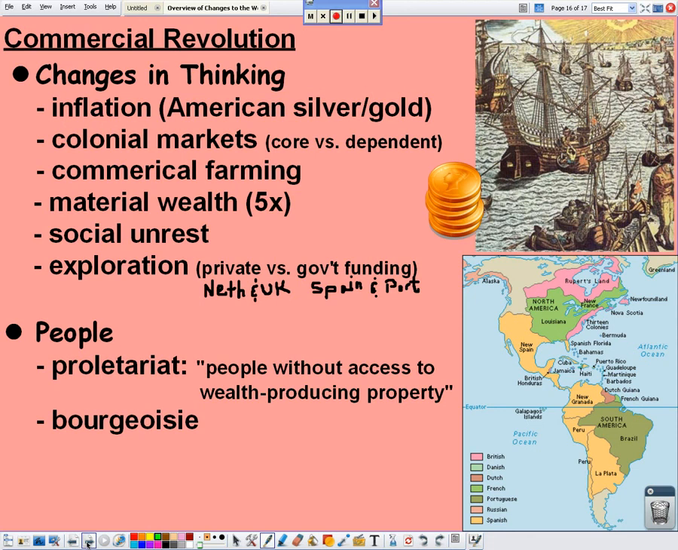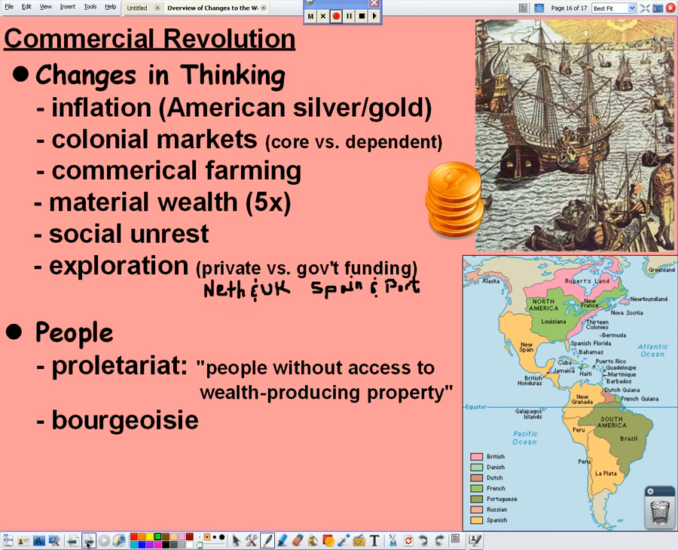Which leads us to a new economic definition of the world. Core areas versus dependent areas. Core areas are the places with the money and the ability to manufacture goods. Dependent areas are what they sound like. They are dependent on the core areas.